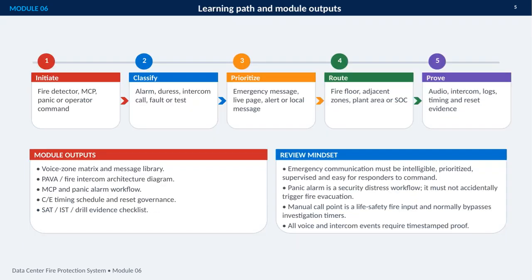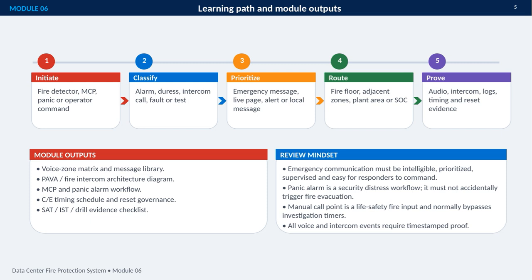This module follows a 5-step learning path for the data center fire protection system. We begin by initiating an event, which may come from a fire detector, manual call point, panic command, or operator action. We then classify it as an alarm, duress event, intercom call, fault, or test. Next, we prioritize the response and determine whether the appropriate output is an emergency message, live page, alert, or local message. We route that communication to the fire floor, adjacent zones, plant areas, or the Security Operations Center. Finally, we prove that the system worked, using audio, intercom, event logs, timing, and reset evidence.